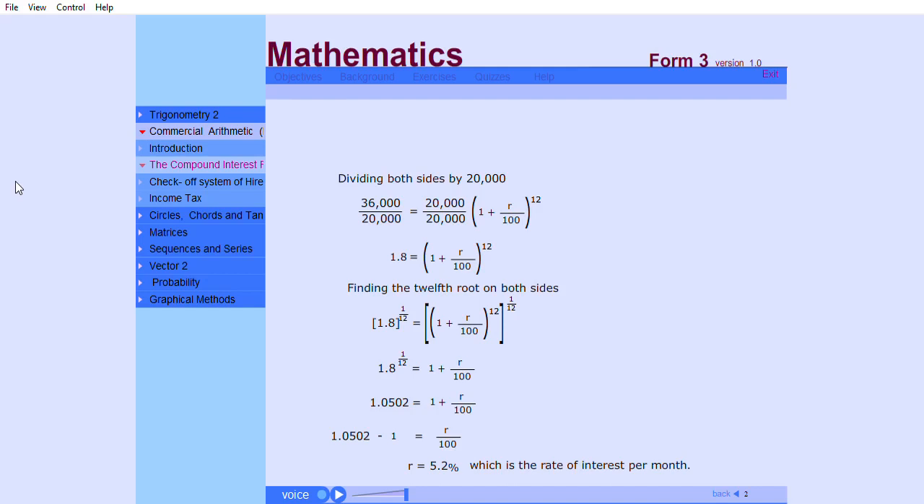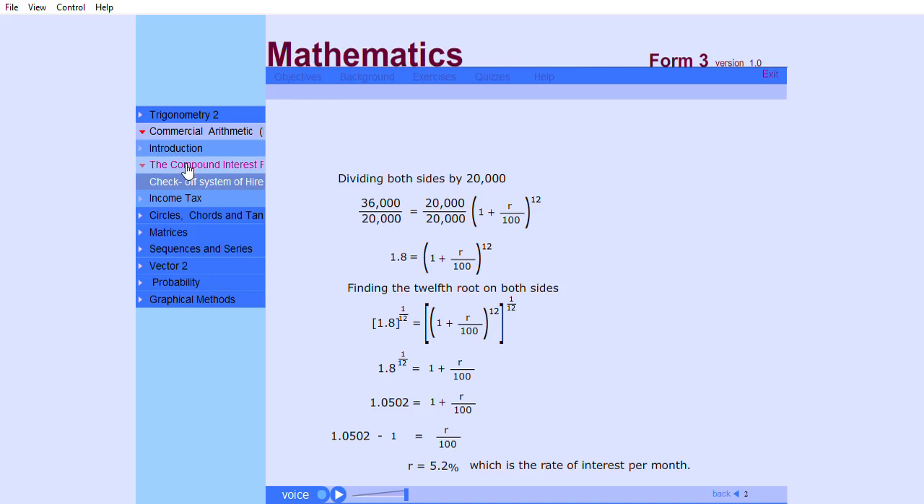Finding the 12th root on both sides. The 12th root of 1.8 is equal to the 12th root of, in brackets, 1 plus rate percent raised to power 12. 1.8 raised to power 1 over 12 is equal to 1 plus rate percent. 1.0502 is equal to 1 plus rate percent.